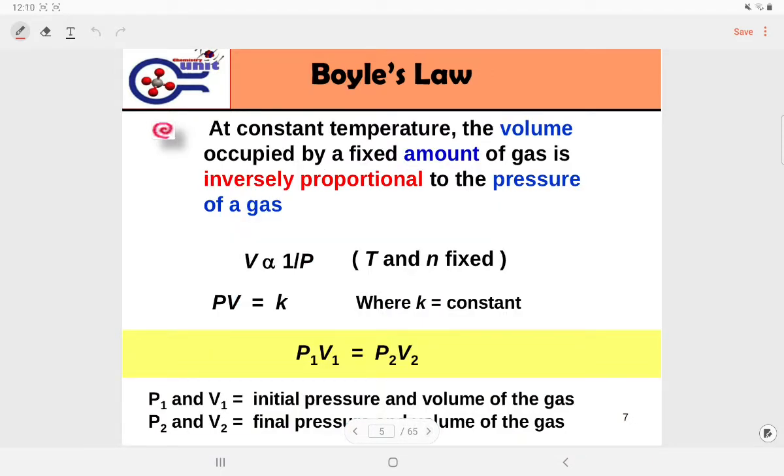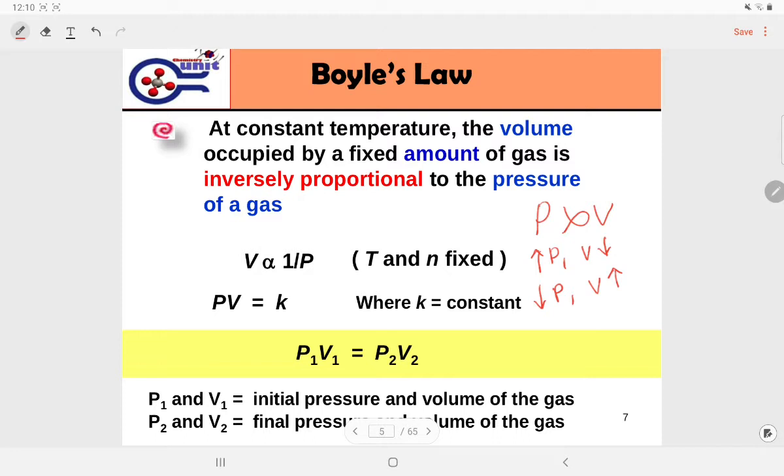So first, Boyle's law. This is the definition of Boyle's law, which states that at constant temperature, the volume occupied by a fixed amount of gas is inversely proportional to the pressure of the gas, which means your pressure is inversely proportional to your volume. In other words, if I increase the pressure, my volume decreases. It works in a reverse way. If I decrease my pressure, then my volume will increase. That is what it means by inversely proportional.